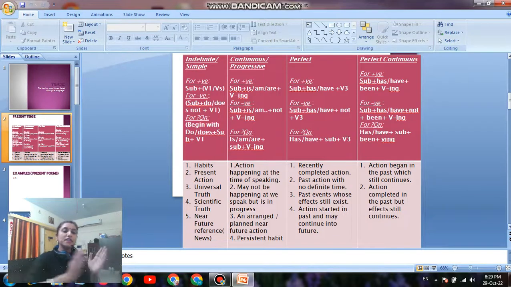Perfect tenses always take has, have, or had if it is past, plus the V3 form. So for positive sentences, subject plus has for singular, have for plural, plus V3. Okay, has done, right? V3. And if it is negative, then you will be using has not done. Okay, after has. And if it is a question, you have to put has or have before the subject. Have we done the homework, right?